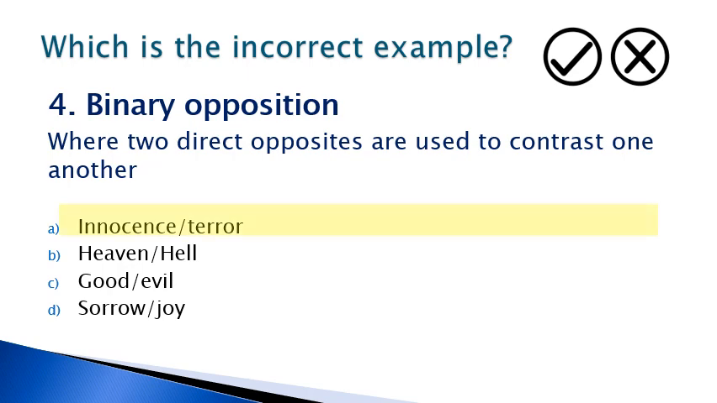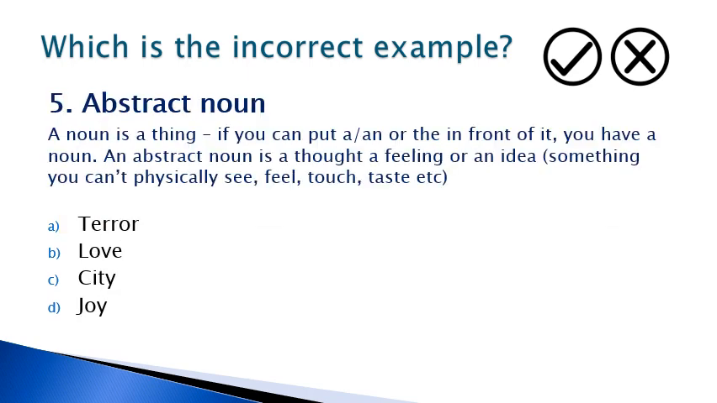They are broadly contrasting. They're two different ideas. One is a pleasant idea, one is an unpleasant idea, but they're not polar opposites. The polar opposite of innocence is guilt. The supposedly binary opposite of terror might be comfort. Okay, so that's certainly not a binary opposition.